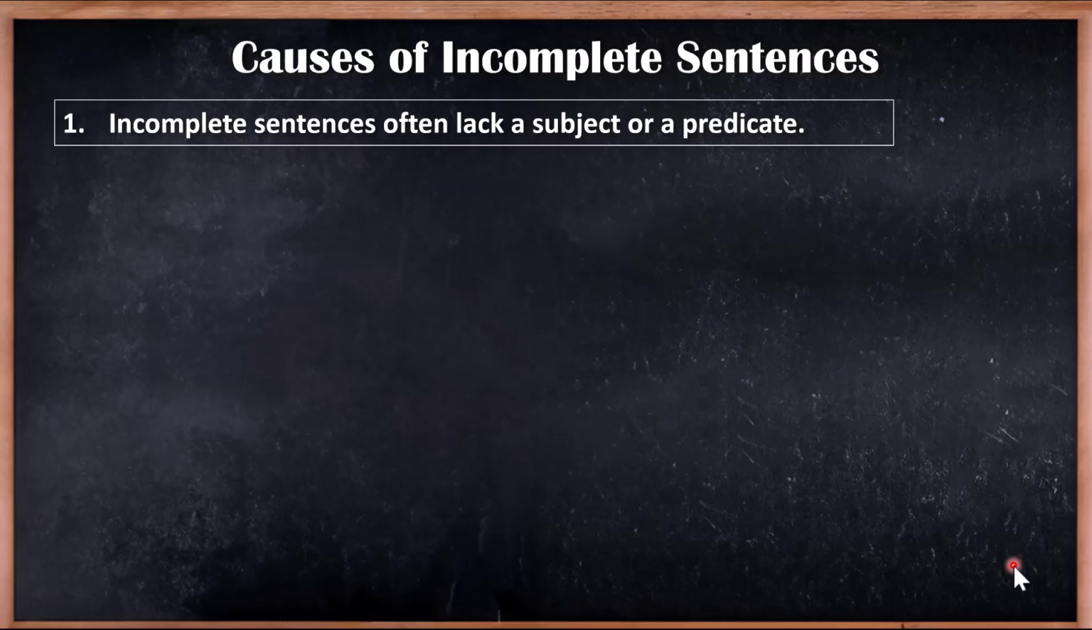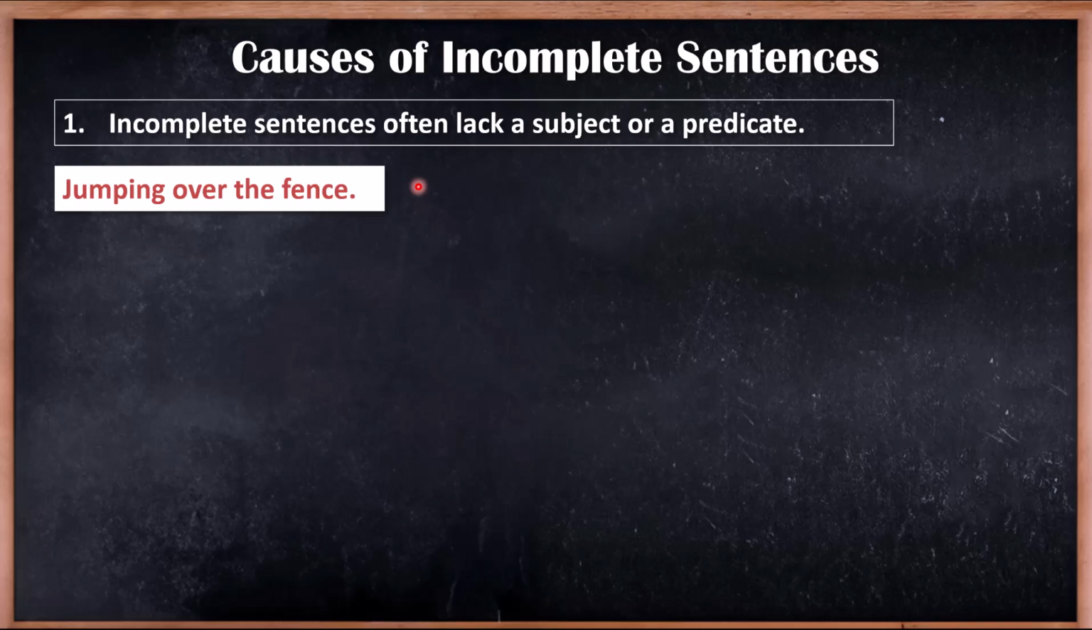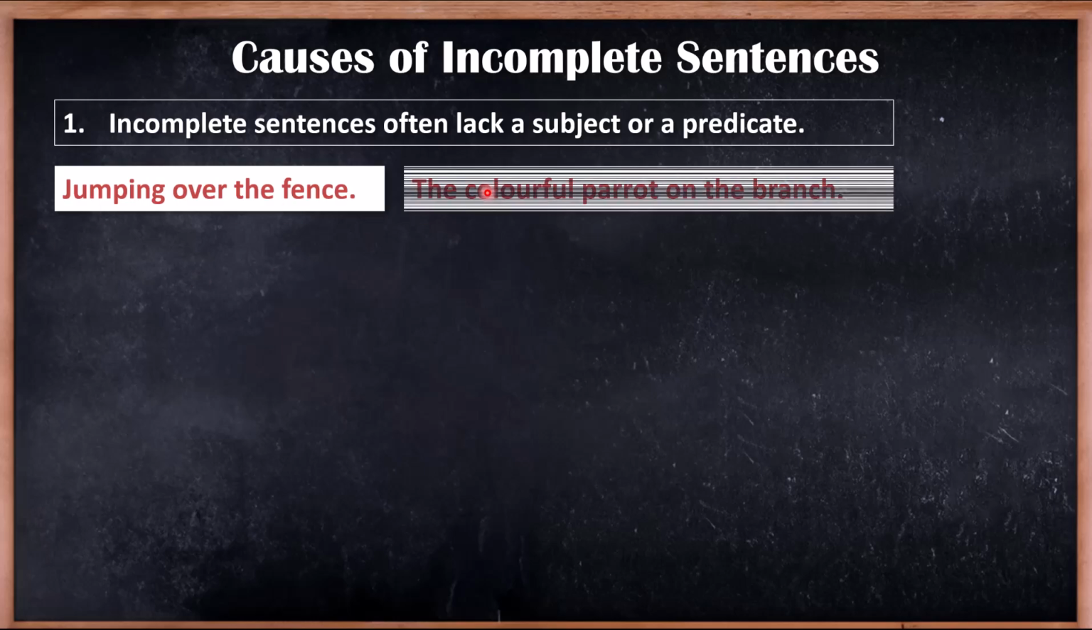The first cause of an incomplete sentence is that there is a missing subject or missing predicate. For example, "Jumping over the fence." Here, we don't have a subject. "The colorful parrot on the branch." Here, we're missing a verb. We could fix these sentences by adding a subject or a verb. "The boy is jumping over the fence." "The colorful parrot is sitting on the branch."